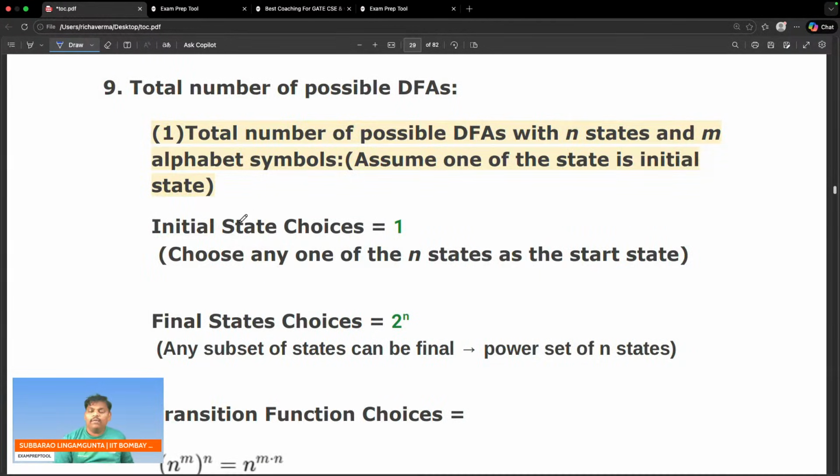Next one, total number of DFAs possible with n states and an alphabet of length m. Assume one of the states is the initial state, so the initial state is one of the states, one possibility. Final states can be any subset, so 2 power n, because final states are a subset of the set of states. You can take any subset as the final states. So 2 power n subsets are there.